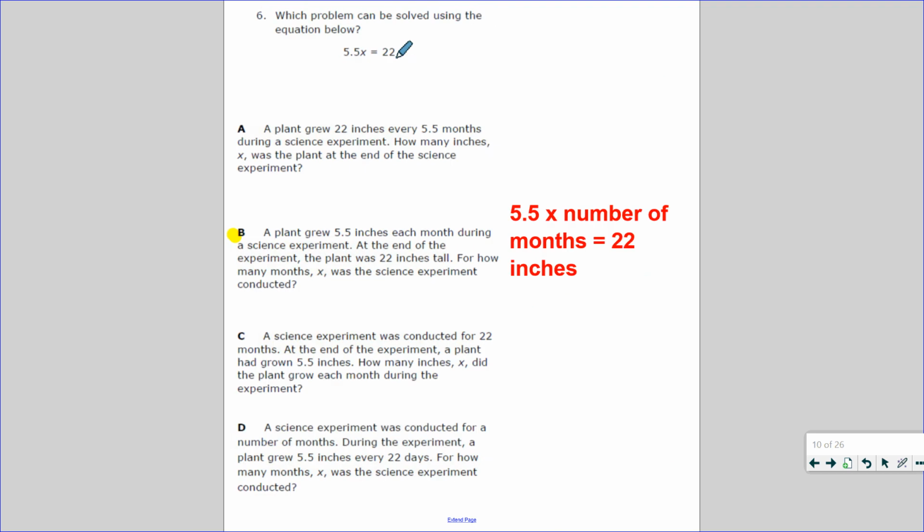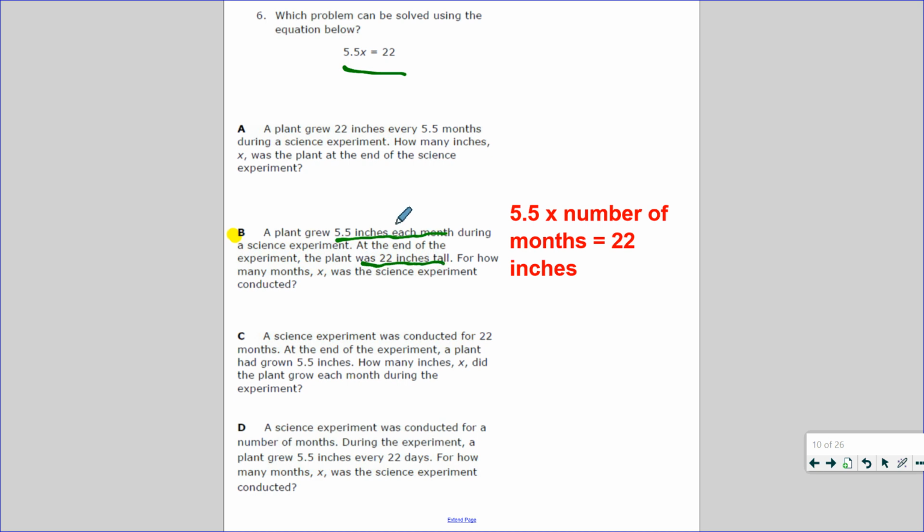Number 6, which of these is the same as saying 5.5 times x equals 22? A plant grew 22 inches every 5.5 months during a science experiment. How many inches was the plant at the end of the science experiment? So it grew 22 inches every 5.5 months. Maybe, but let's look at B. A plant grew 5.5 inches each month. Now the plant is 22 inches tall.